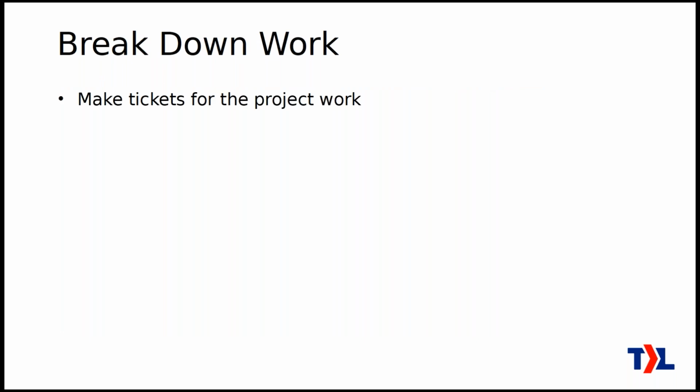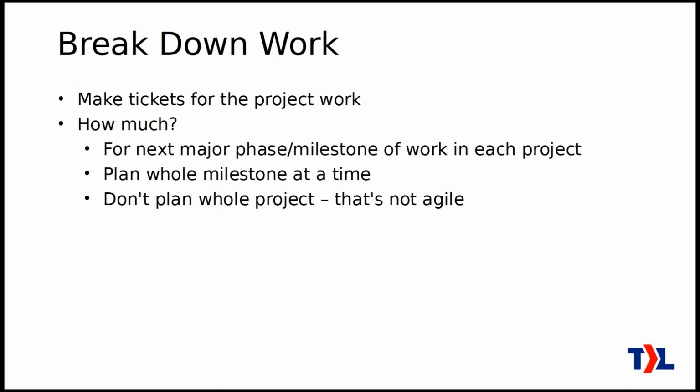Now you're going to break down the work. This means you're going to make the tickets for all these projects that you identified. So how much of this are you going to do? You're going to focus on just the next major phase or milestone for the work in each project. You're going to plan out the entire milestone at a time, but not necessarily the whole project. If the project is just a single phase because it's smaller, then obviously you are going to do that. But if it's a larger project with multiple key sections or milestones, then you're just going to do the next milestone.